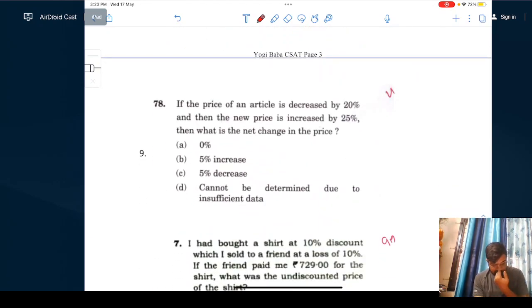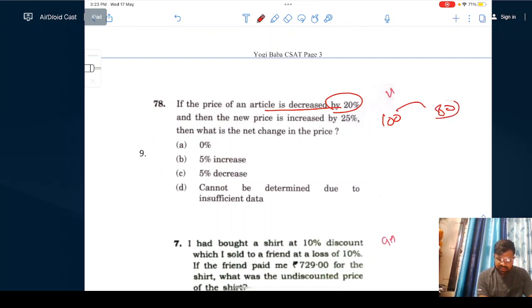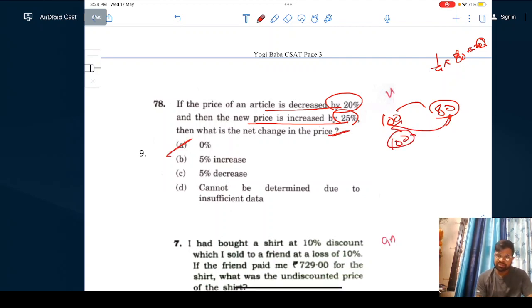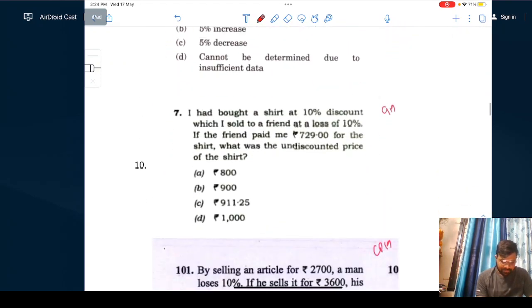Please remember these things. The price of an article is decreased by 20%. Again it was 100, then decreased by 20%, it is 80 rupees. The new price is increased by 25%. 25% of 80 will be 1 by 4. 1 by 4 of 80 is 20 rupees. So it increases again to 100. So what is the net change? 0%. 0% is the net change. Very simple questions.